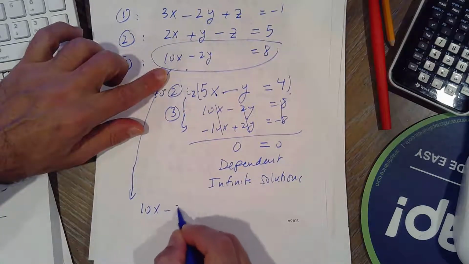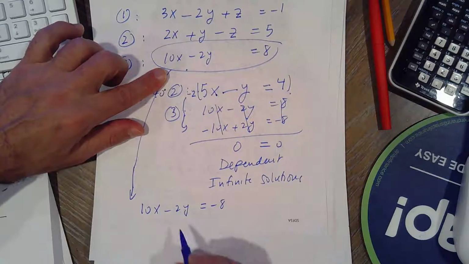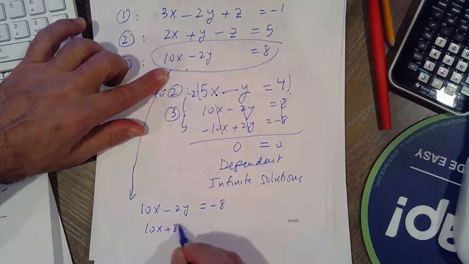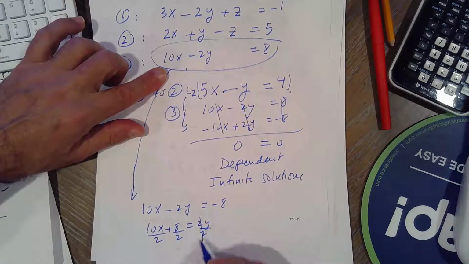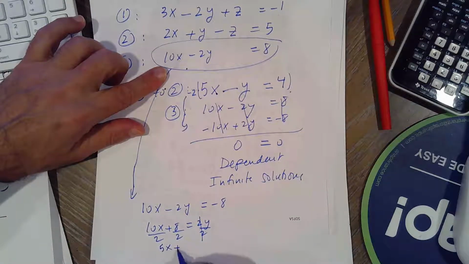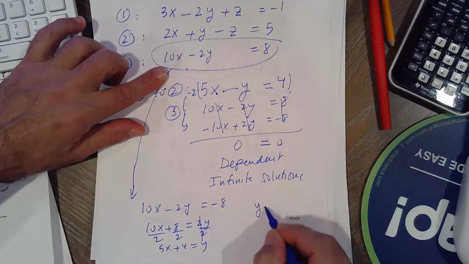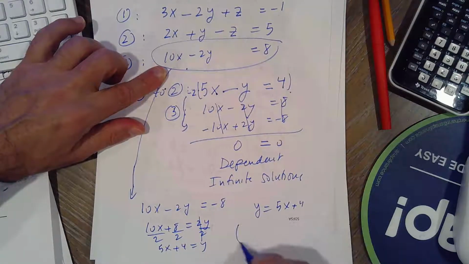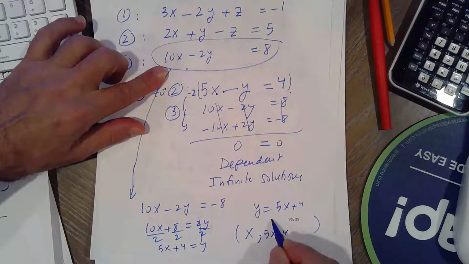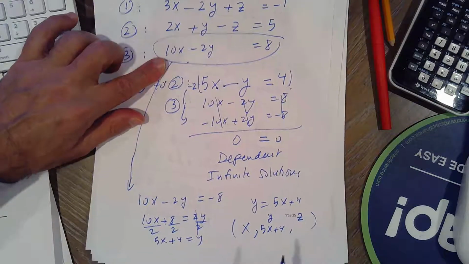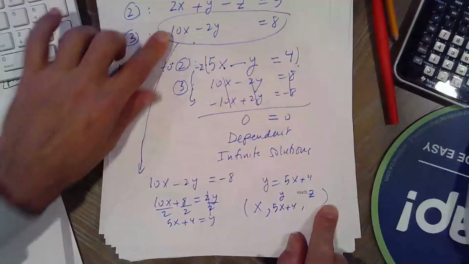So 10x minus 2y is negative 8. 10x plus 8 equals 2y. So we got 5x plus 4 equals y. So y is 5x plus 4. Look what that means. That means x is x. Y is 5x plus 4, and then z has to be in terms of x. You have to have all three in terms of the same variable.